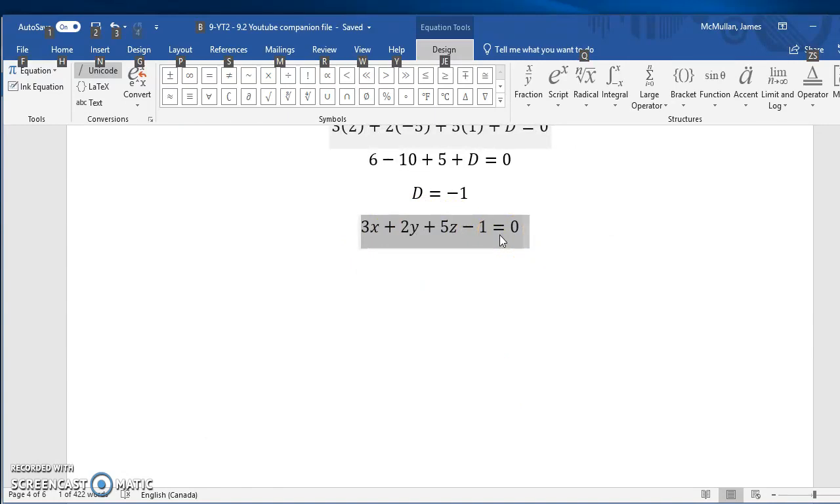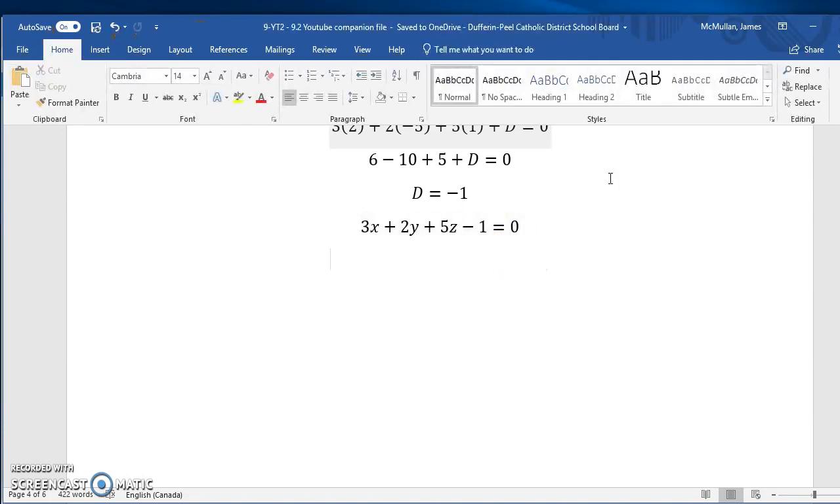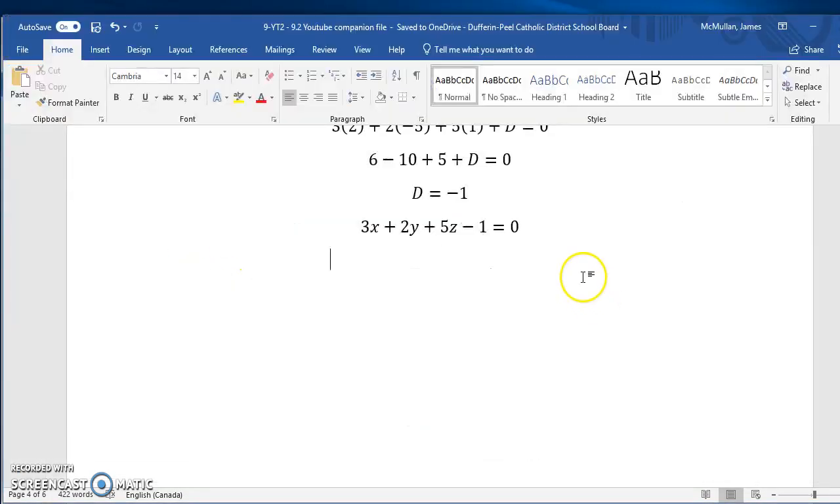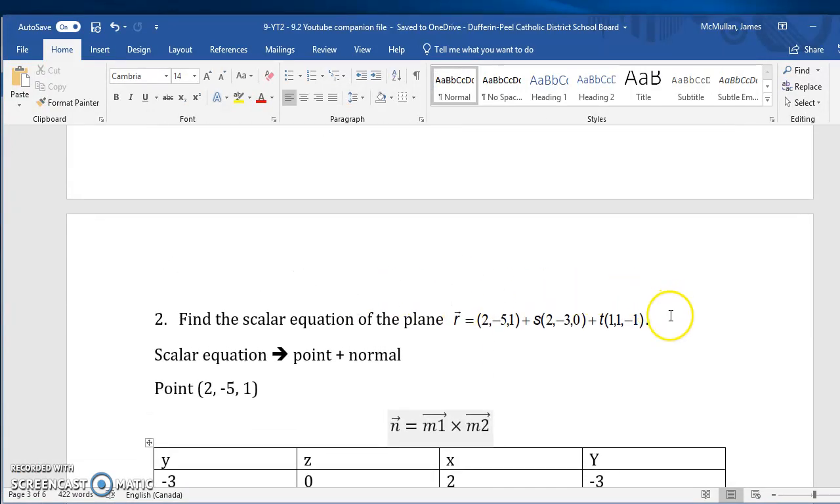Now note, GeoGebra sends the d to the other side, but of course it doesn't matter. We're going to put the d on the left side, while GeoGebra puts the d on the right side and changes its sign. Okay, really, really important skill.